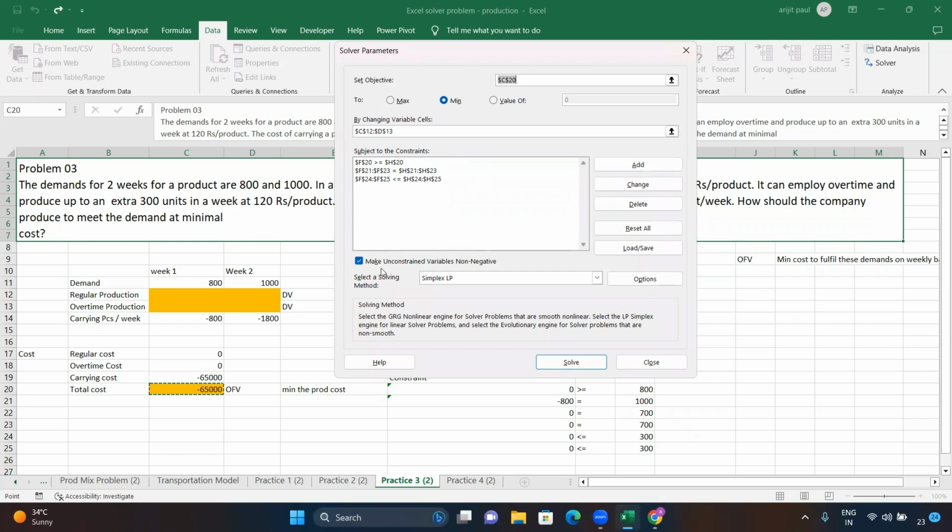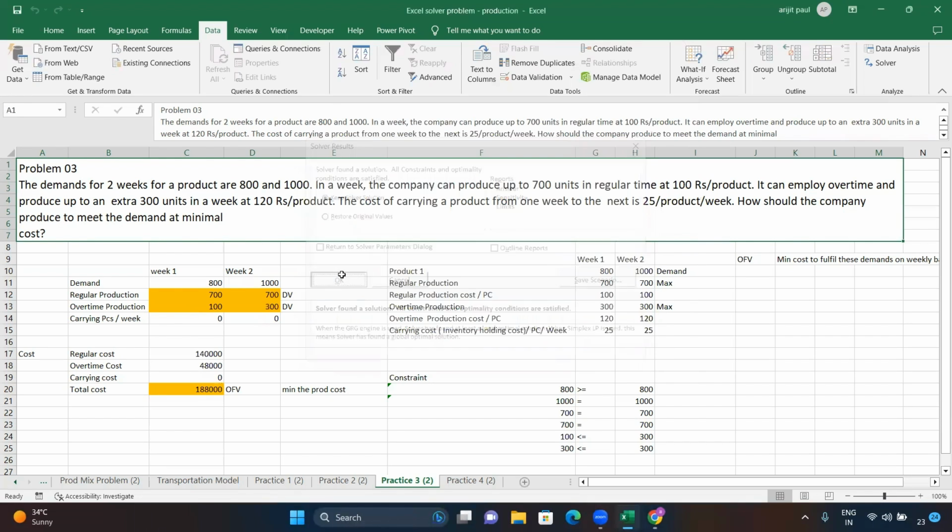I can tick make unconstrained variables non-negative because we need to find out the production plan of week 1 and week 2, and we do not want any type of negative values here. So if we do not want any type of negative production values, then always tick this option. Okay, now we are going to use this algorithm, Simplex LP, because this is a linear program. Now click on solve.